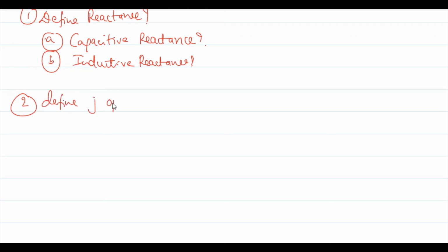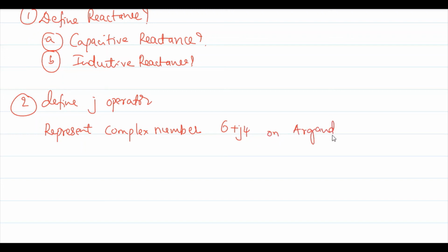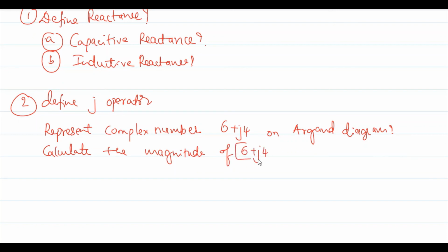The second question is: define the J operator, and represent the complex number 6 plus J4 on an Argand diagram, and calculate the magnitude of the complex number 6 plus J4.